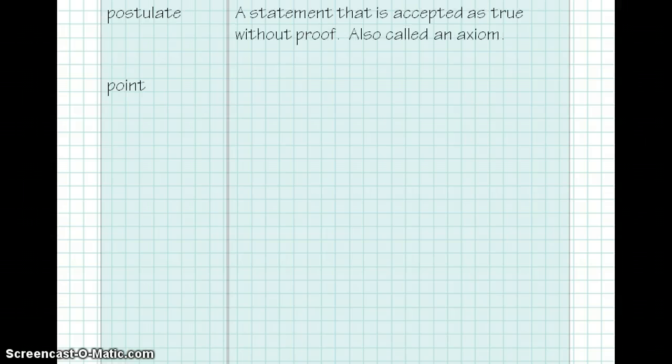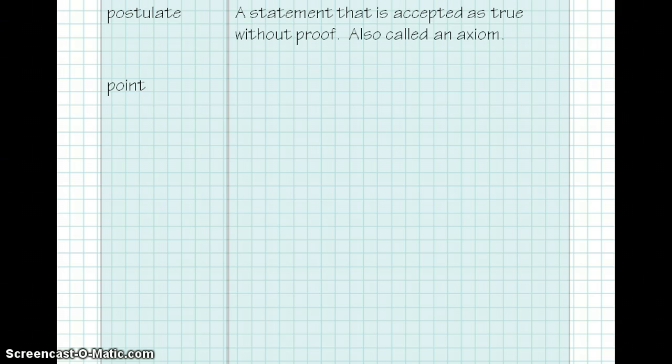Postulate means a statement that is accepted as true without proof, also called an axiom. As we go along here, there'll be statements that we just accept as true. We can't prove them any way, but we know they're true. And there are other statements that we can actually prove using these postulates. And so one of our basic building blocks in geometry is the postulate.